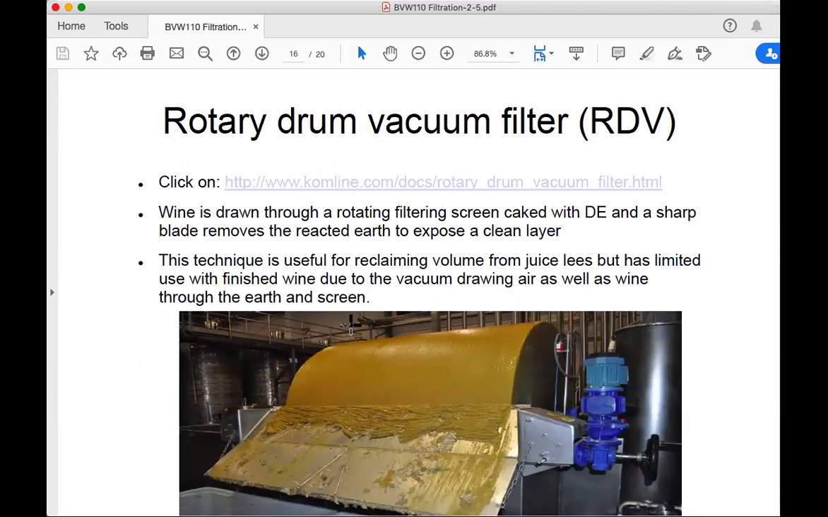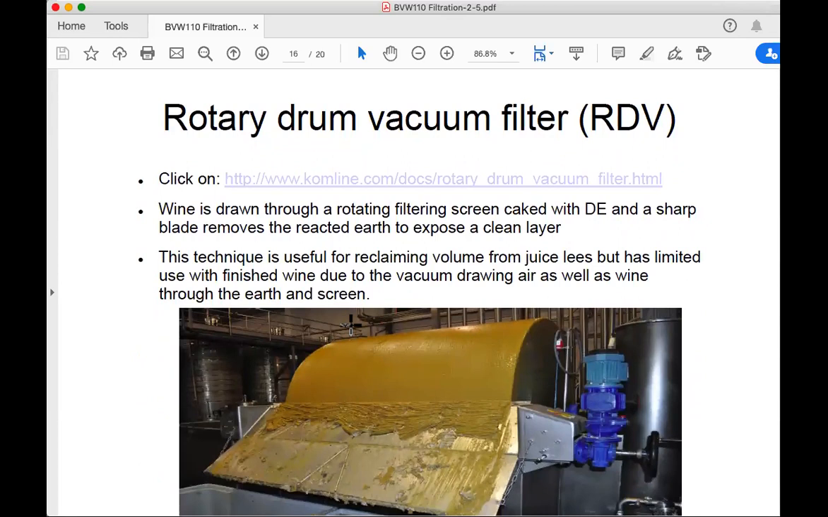We should probably do this one. I'll do RDVs now. So rotary drum vacuum filters are a method of filtration that in many ways is similar to earth filtration, except all of the earth is dosed prior to filtration commencing. So this giant round drum has a vacuum that sucks the earth onto this exterior screen, and so this exterior screen can hold a certain quantity of earth.